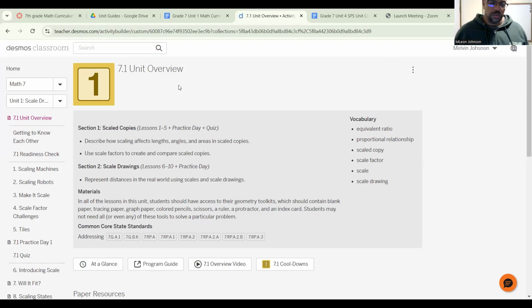7.1, we're talking about scale drawings. More importantly, scale copies. This is going to be the start of our journey through equivalent ratios and proportional relationships. Our vocabulary: equivalent ratios, proportional relationships, scaled copies, scale factor, scale, and scale drawings. So we're going to get started with our first lesson. It's called scaling machines.